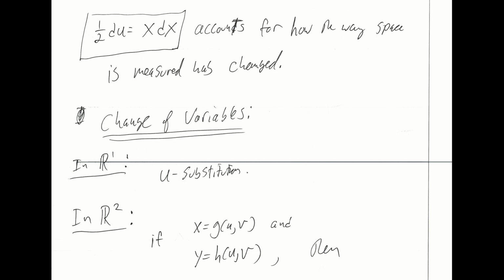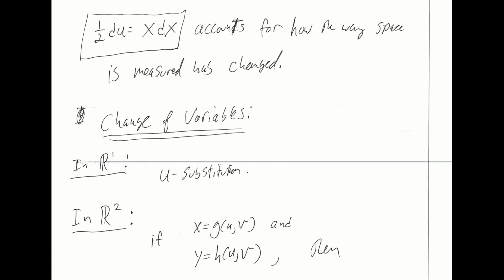So let's talk about change of variables more generally. In R1, it's just u substitution. So the example that we just went through is a good example of what change of variables looks like in R1. In higher dimensional spaces, the different coordinate systems that we have studied are exactly different changes of variables. So going from rectangular to polar in R2, that is a change of variables. Going from rectangular to either cylindrical or spherical, those are both changes of variables in R3.